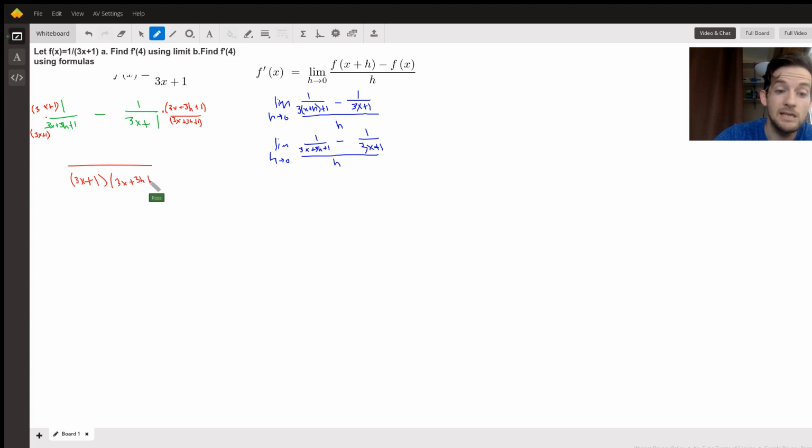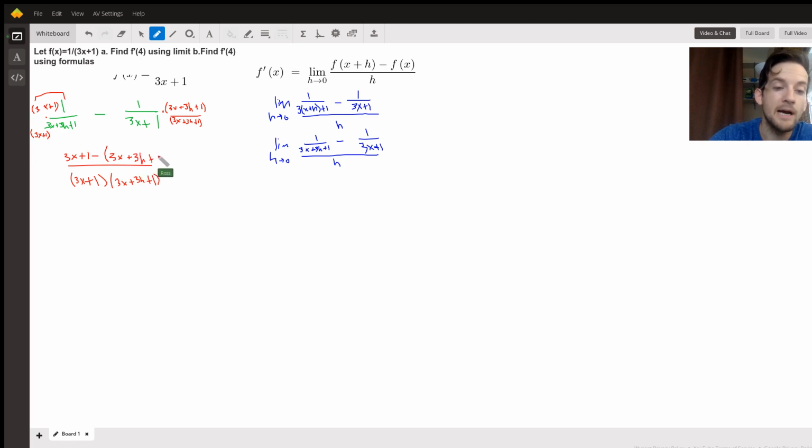So that part's easy. The numerators is where it gets a little trickier. So let's go ahead and do that part. For this first one, I have 3x plus 1 times 1, which is just going to be 3x plus 1. And then over here we have minus. So be careful with that. That minus needs to get applied to everything else. So I'm going to put parentheses around this. And then 1 times the rest of this is just going to be the rest of it. So 3x plus 3h plus 1.